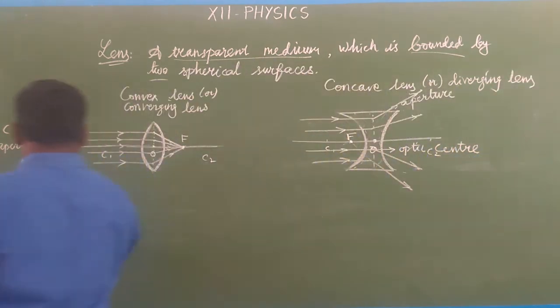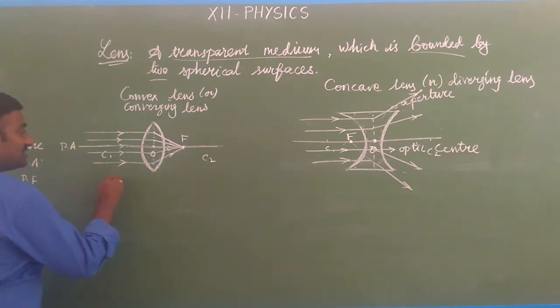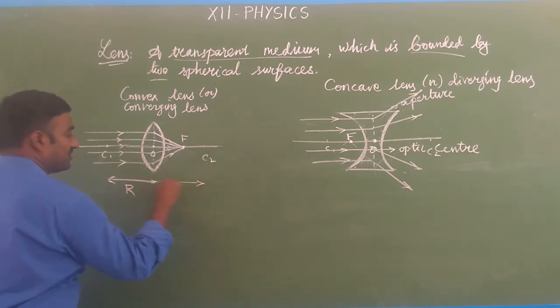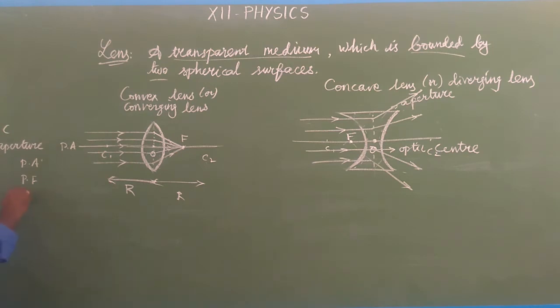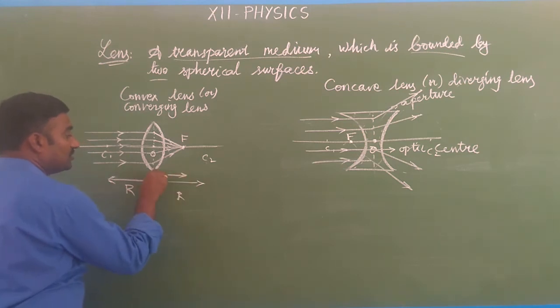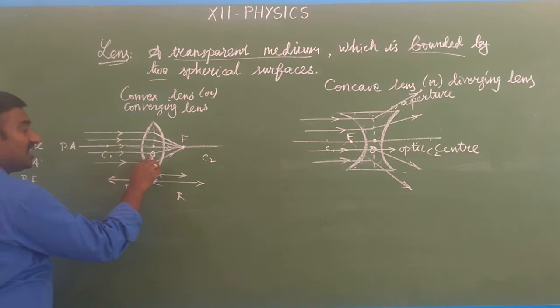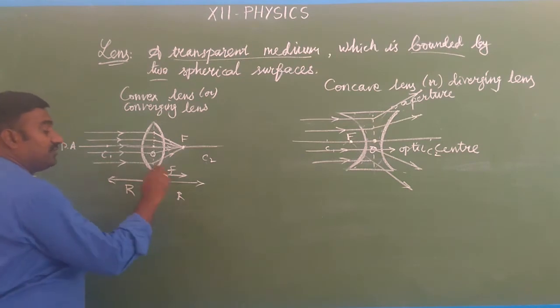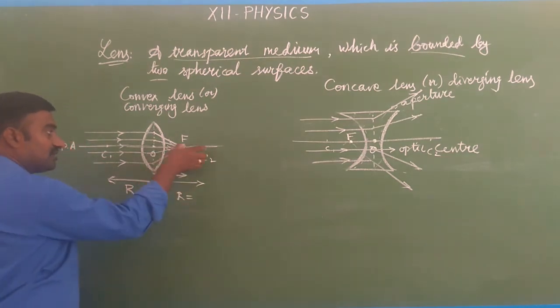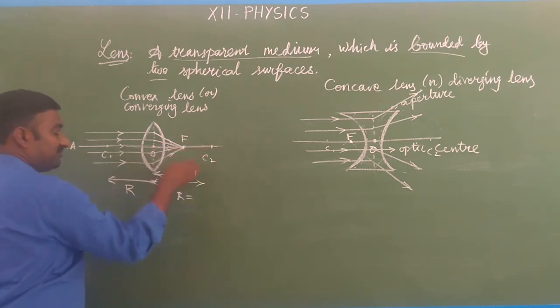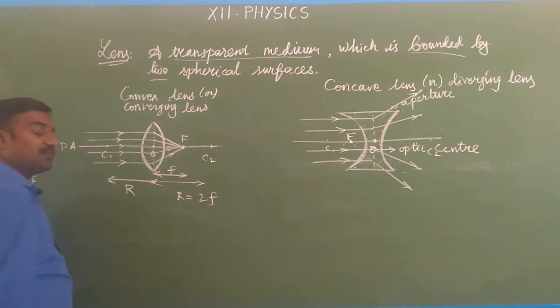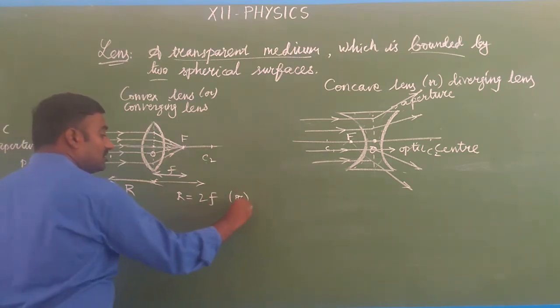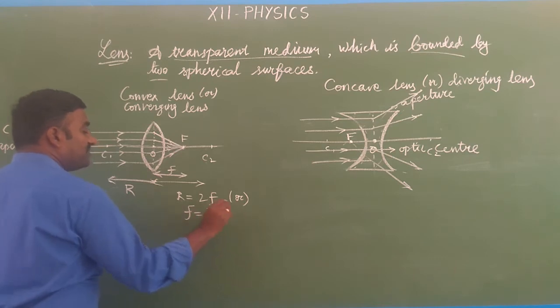So the principal focus is also there. Next, the distance between the center of curvature and the optic center is called the radius of curvature. The next one, principal focus. Focal length is the distance between the optic center and the principal focus, that is f. Therefore, the relation between radius of curvature and focal length: if this distance is the focal length, then this distance is the same, so f plus f, 2f. So the radius of curvature is equal to double its focal length, or the focal length is equal to half of the radius of curvature.